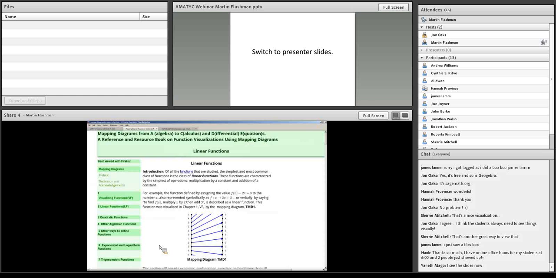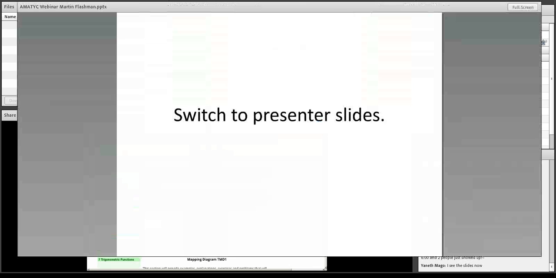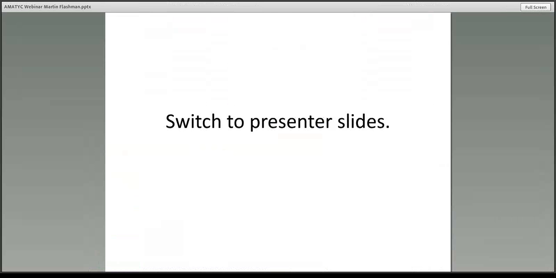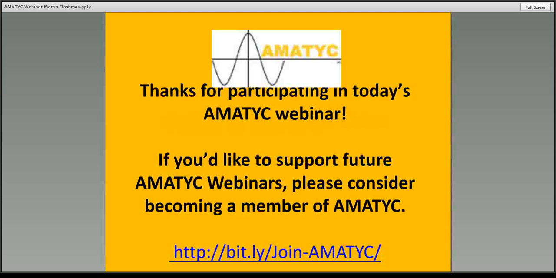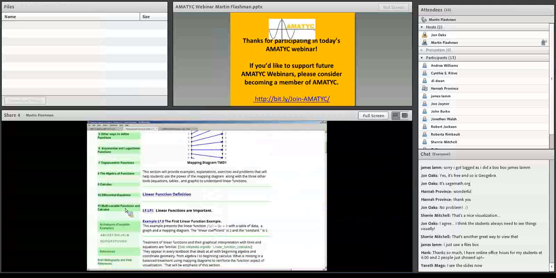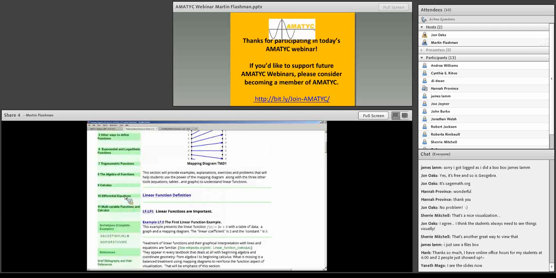So all right, the link you can send out is to these mapping diagrams from A to C and D. That link eventually, as the term goes on, will have more things on it, not just visualizing functions and the linear functions that I've talked about today, but all the rest of these topics will eventually have real full, rich features with mapping diagrams for calculus and differential equations and trig functions and exponentials. Everything will be up there.